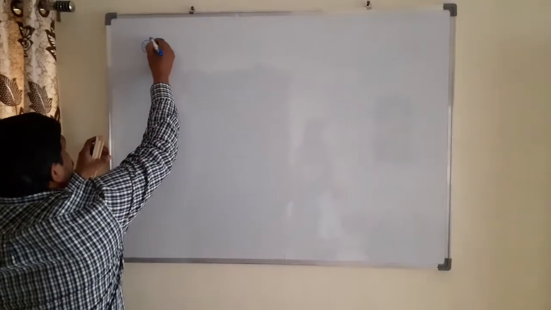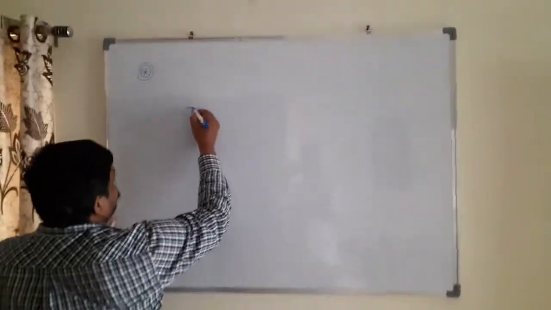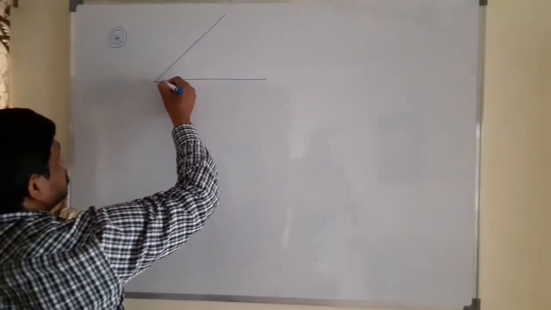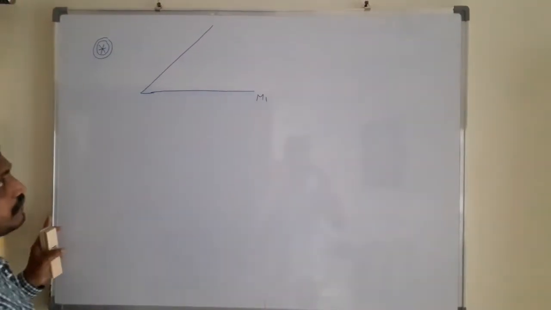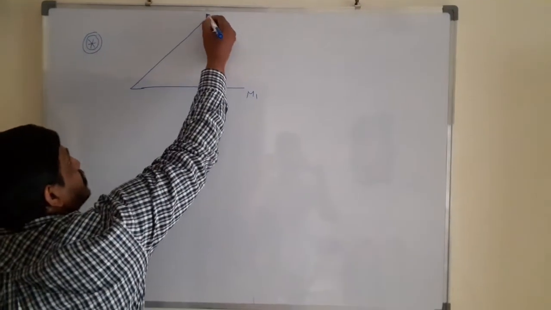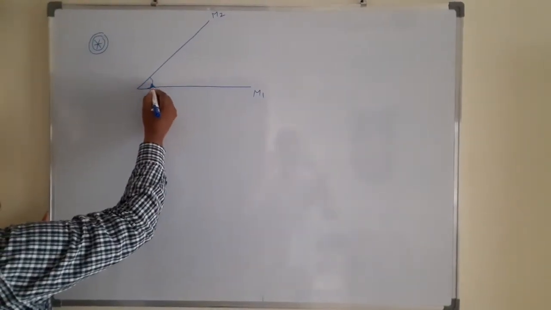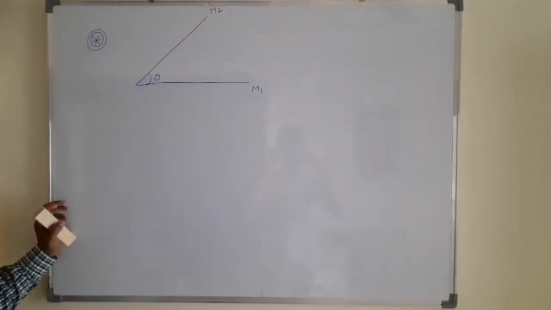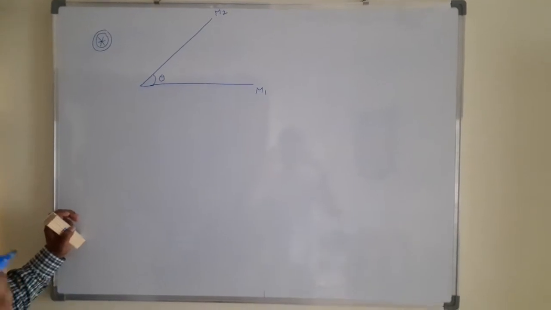I am going to discuss now. Here I take two plane mirrors. This is the first mirror M1, this is the second mirror M2. Both the mirrors are arranged so that they make an angle theta. Here theta is the angle between the two plane mirrors.